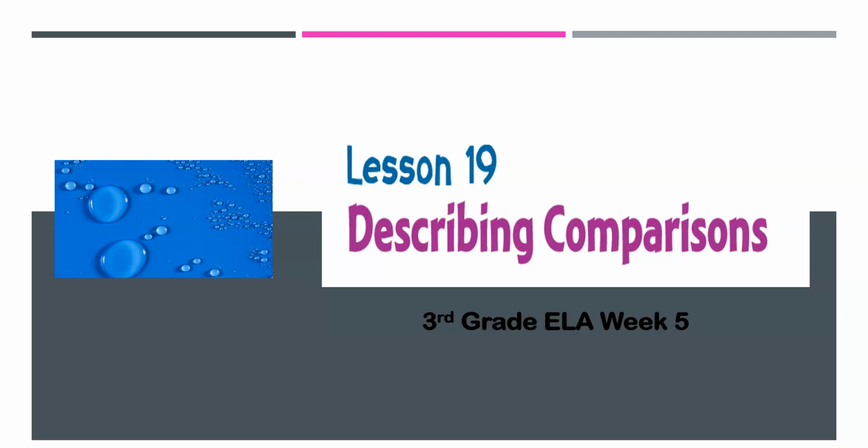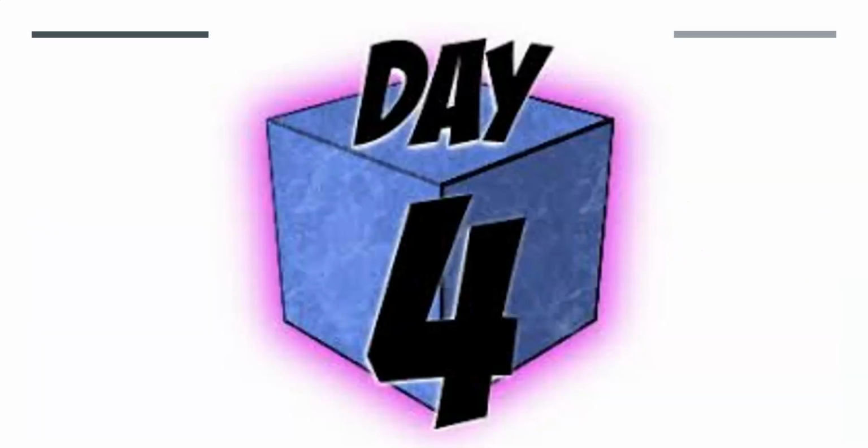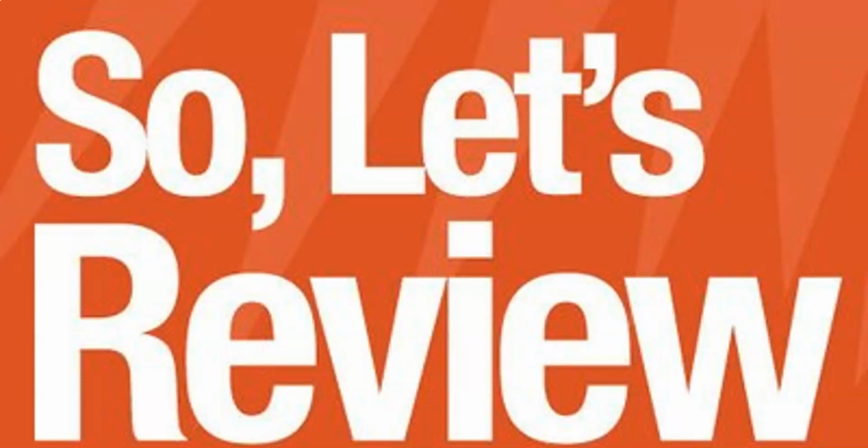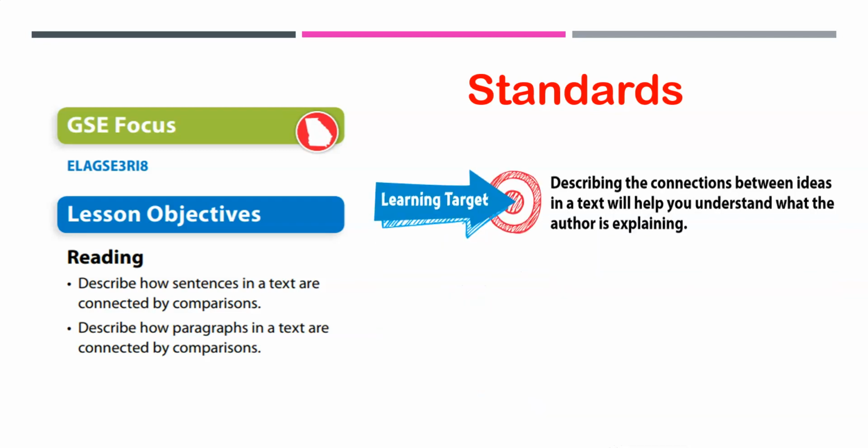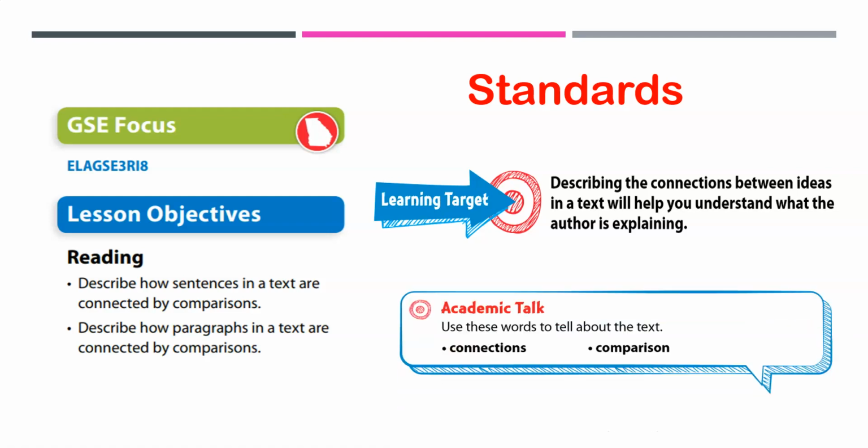We are continuing with Lesson 19, Describing Comparisons, and we are on day 4. Let's review. Our learning standard is RI8, and our objectives are we can describe how sentences in a text are connected by comparisons, as well as describe how paragraphs in a text are connected by comparisons. Our learning target is that I can describe the connections between ideas in a text that will help me understand what the author is explaining.